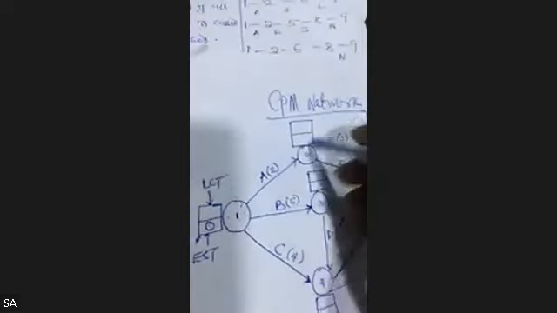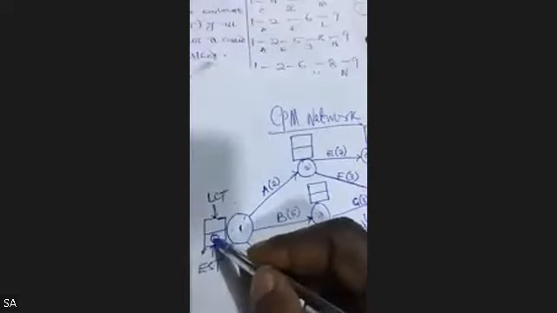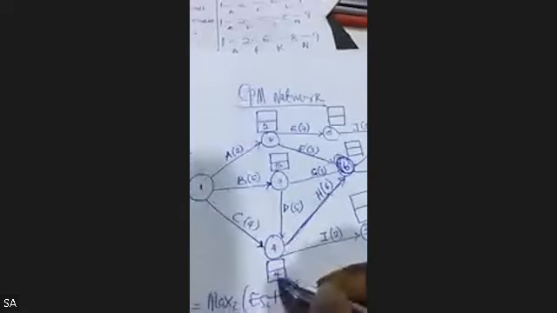So if I want to get the earliest start time for node 2, it will be the earliest start time for this particular activity A plus the duration of activity A. So that means 0 plus 2 will give me 2. Okay, class, are you following? Good. 0 plus 5 will give me 5. 0 plus 4 will give me 4. Please focus.